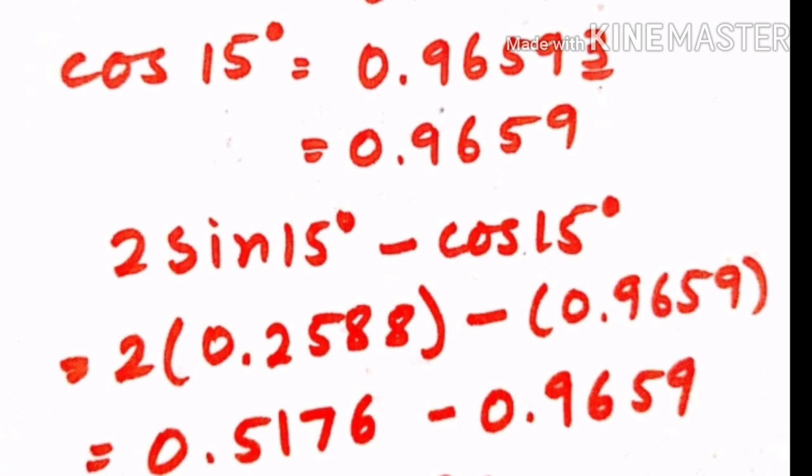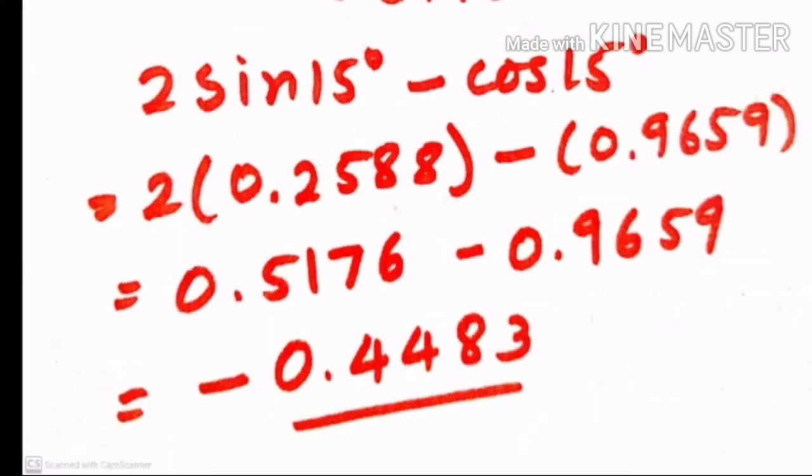0.5176 minus 0.9659. You see here the value after the minus is bigger, so we will get our answer in negative. So here we subtract 0.5176 from 0.9659 and our value is minus 0.4483. By doing the subtraction, we found this negative value. So we have completed question number 3, first and second parts both.